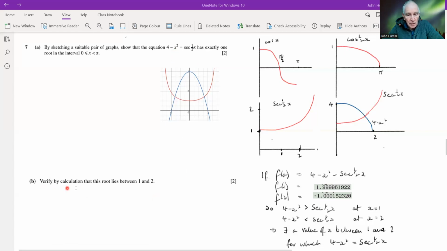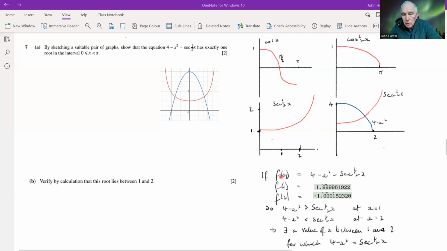Now it says verify by calculation that this root lies between 1 and 2. So in order to do that, what we need to prove really is that at 1, just taking a convenient example, the difference between the blue and the red here is going to be of one sign. It's positive, isn't it? And at 2, it's going to be the other sign.